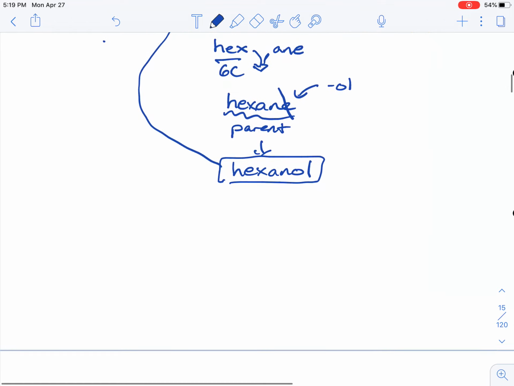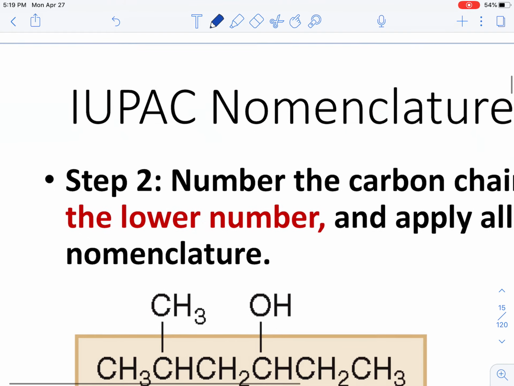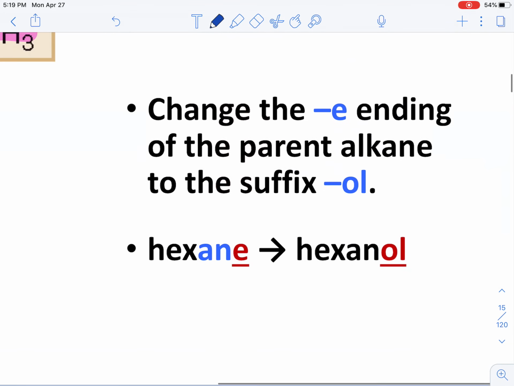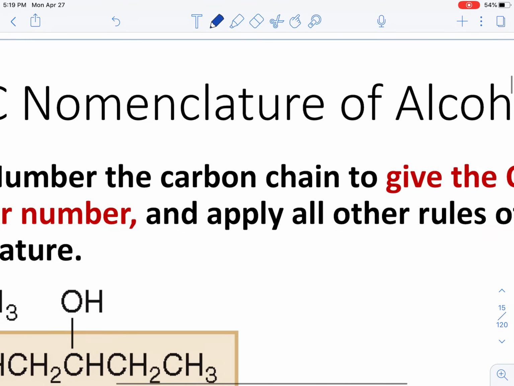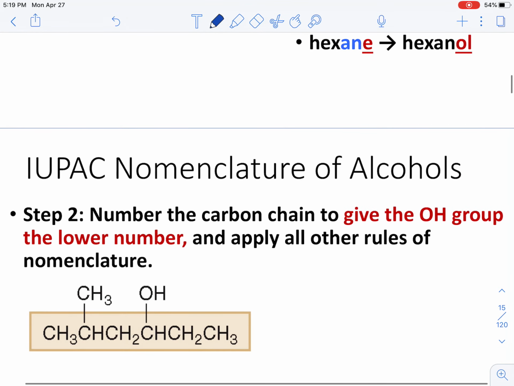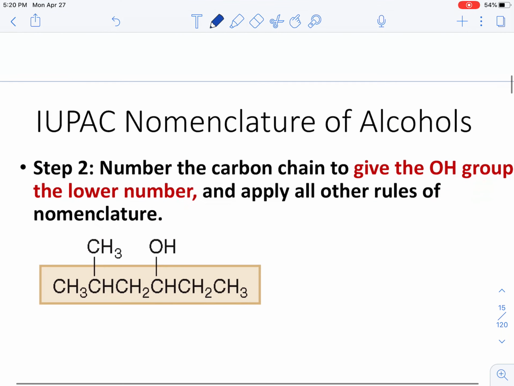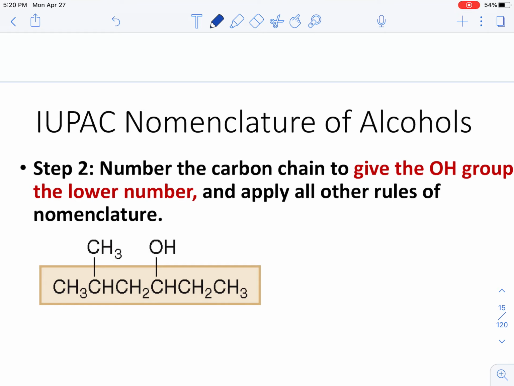That's basically rule number 1, or step 1. I went ahead and summarized it here. You're going to change the E ending of the parent alkane to the suffix OL, so you're going from hexane to hexanol. When you're looking at the second step in naming these alcohols, you have to start numbering. You have to determine the numbering system for your alkane chain.